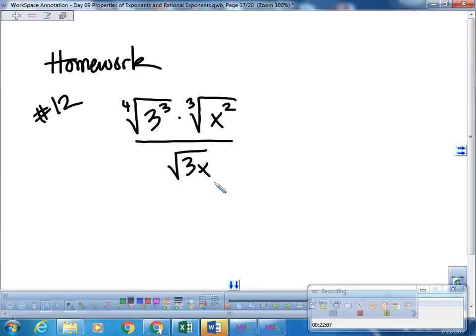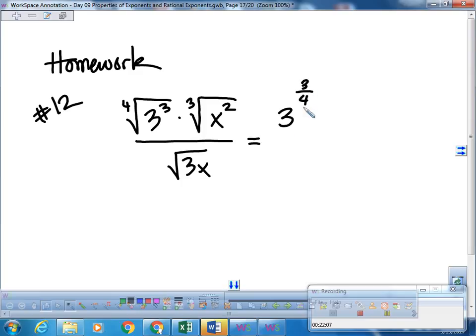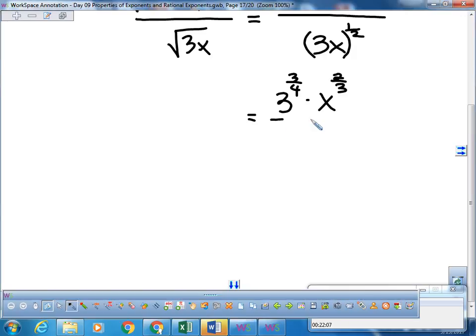Okay? All right, so first, let me just switch everything to a rational exponent. Make sense? Okay. So I have 3. My base is 3. I have 3 of them out of 4. Then I have x. I have 2 x's out of 3. Then I have 3x. I have one of them, right? One of them out of 2. So I'm going to rewrite this now. 3 to the 3 fourths times x to the 2 thirds over, I'm going to distribute. I've got 3 to the 1 half and x to the 1 half.